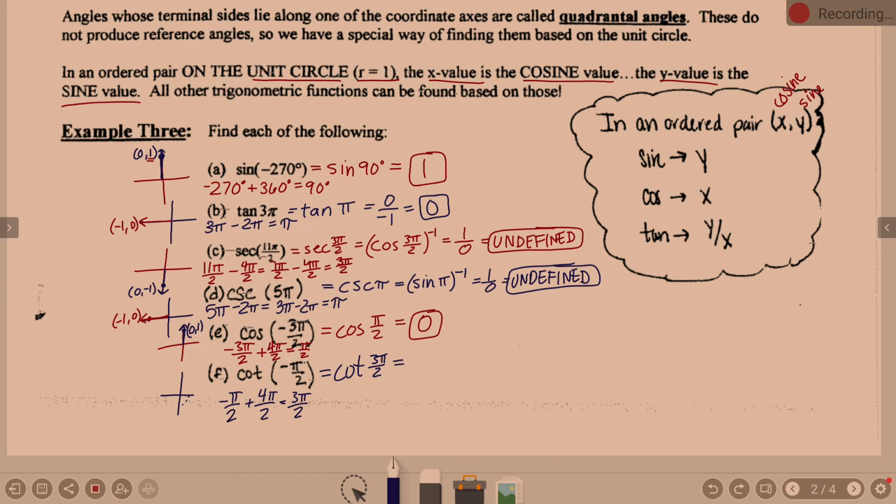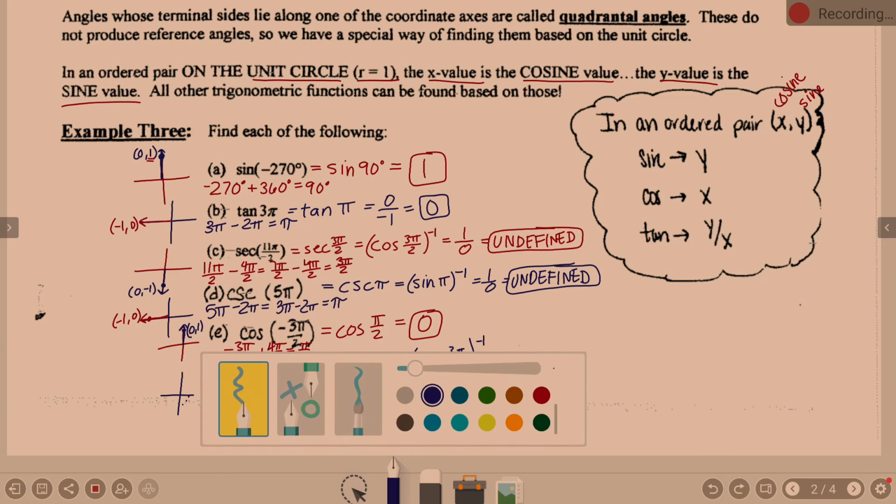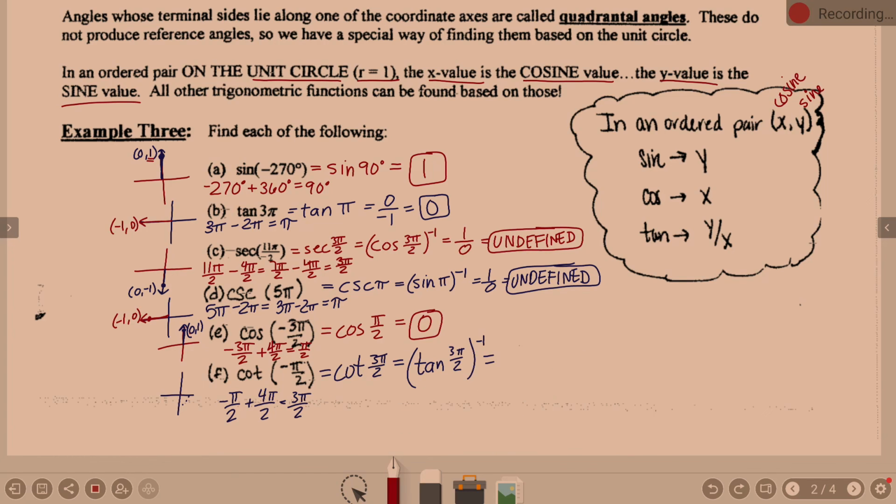My brain doesn't do cotangents very well. My brain does tangents better. And to each their own of how they do this, right? So where do we decide 3 pi over 2 is? That's the down, that's the 270. Or negative 90. So that ordered pair, I would go left to right 0 and down 1. So 0, negative 1.